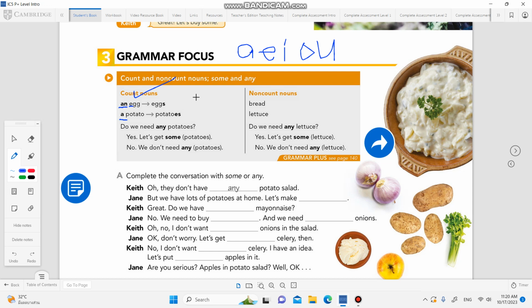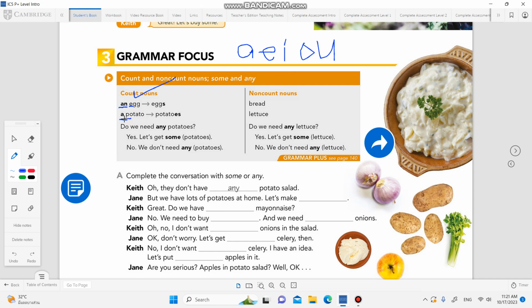Okay? Next is a. Now when to use a? We use a when the noun begins with a consonant sound or consonant letter. Now what are those consonant letters? Like letters B, D, C, F, G, H, J, K, L, M, N, P, Q, R, S, T, V, W, X, and Z. So those are consonant letters.